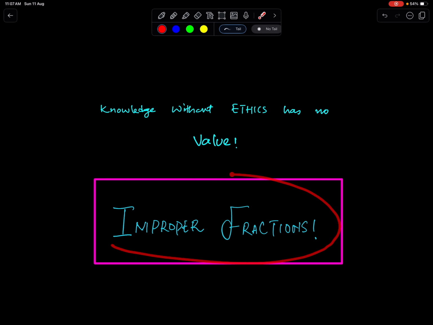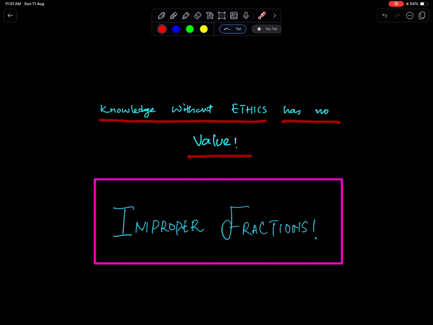Improper fractions in partial fractions is the topic of this lecture. An important advice: knowledge without ethics has no value.